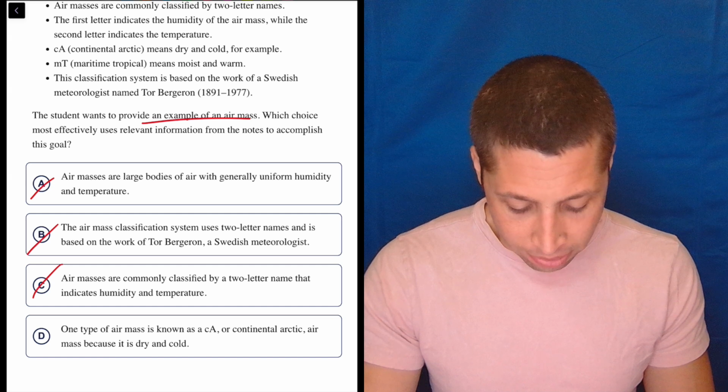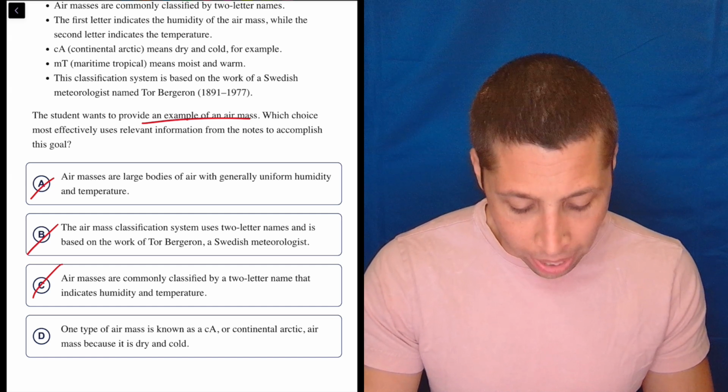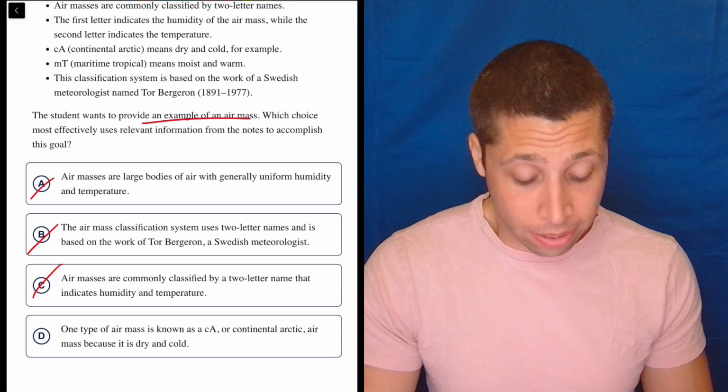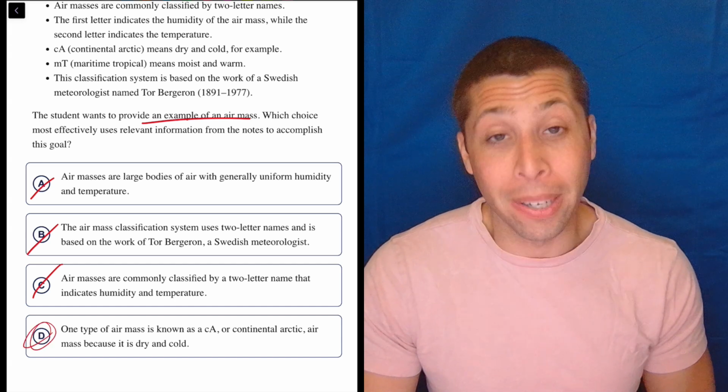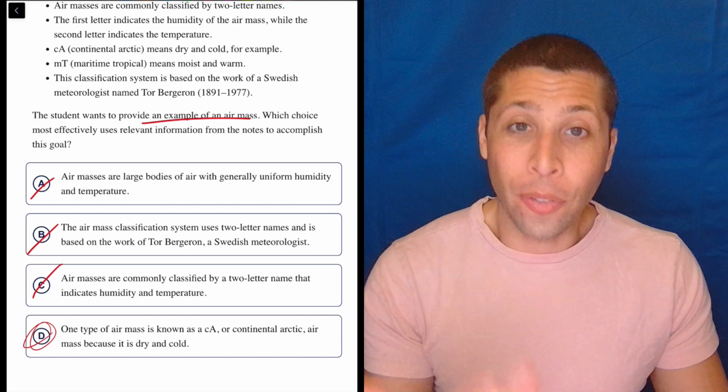D, one type of air mass is known as a CA, or continental Arctic air mass, because it is dry and cold. Well, continental Arctic seems like an example. It better be, because I got no other choices left. But yeah, that's it, right? So just focus on what the question wants.